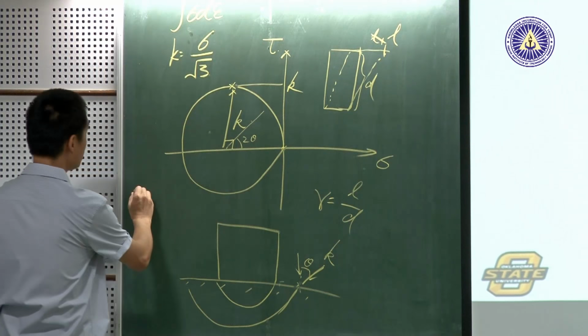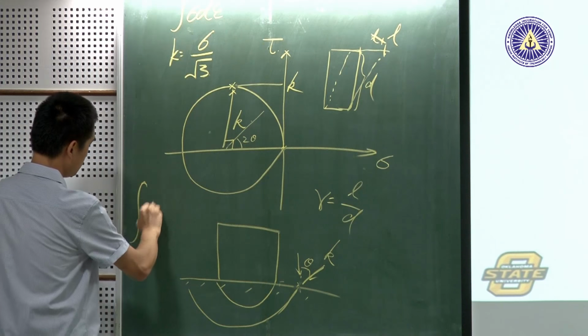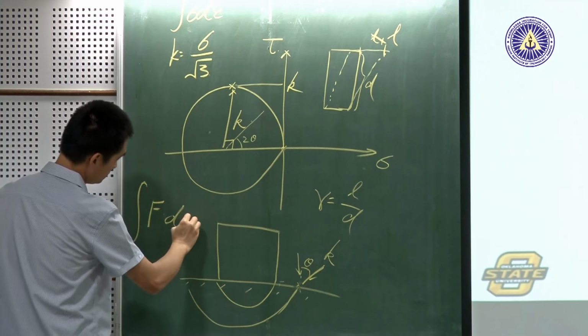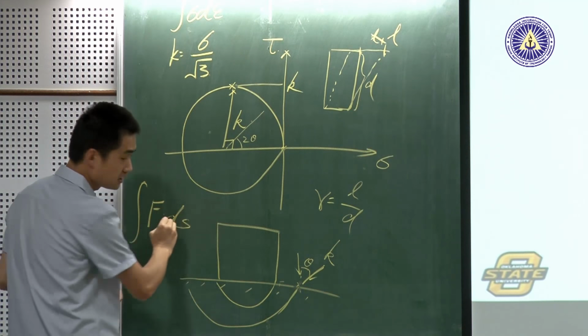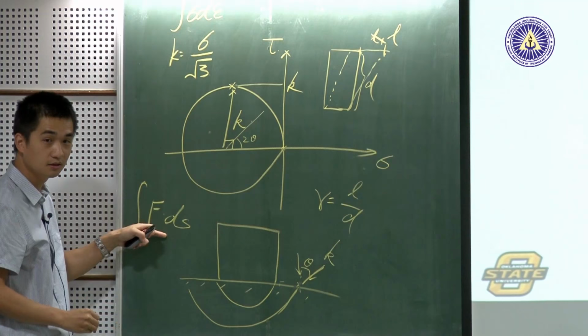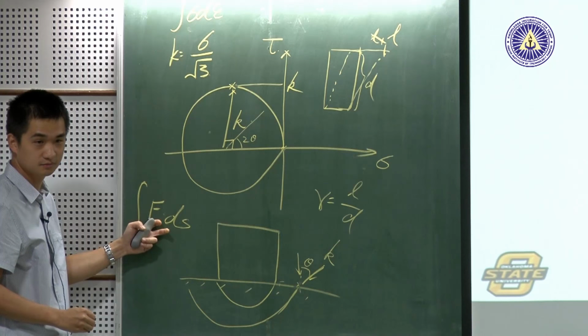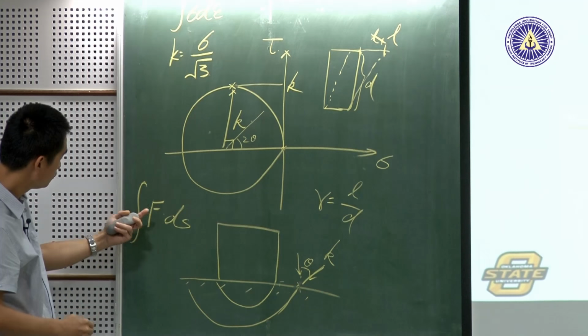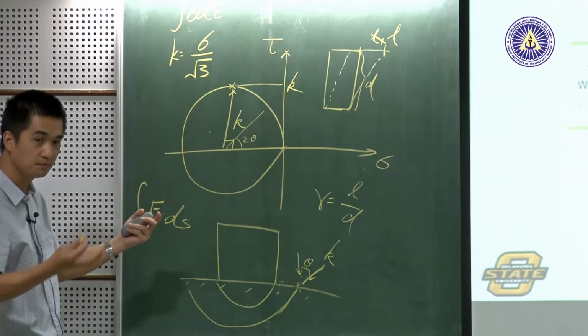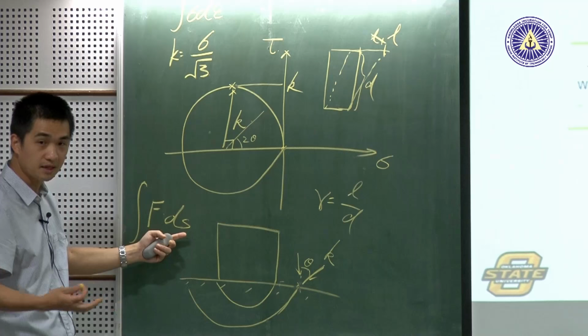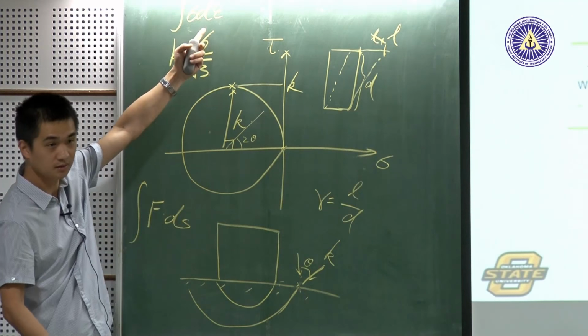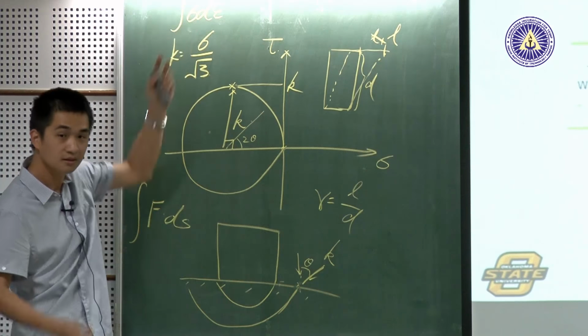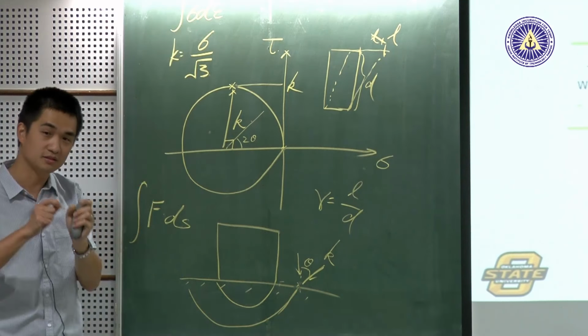Or if I just make it force times distance, that is energy, right? So now force divided by the area is sigma. The displacement divided by length is strain. Now it's energy per unit volume.